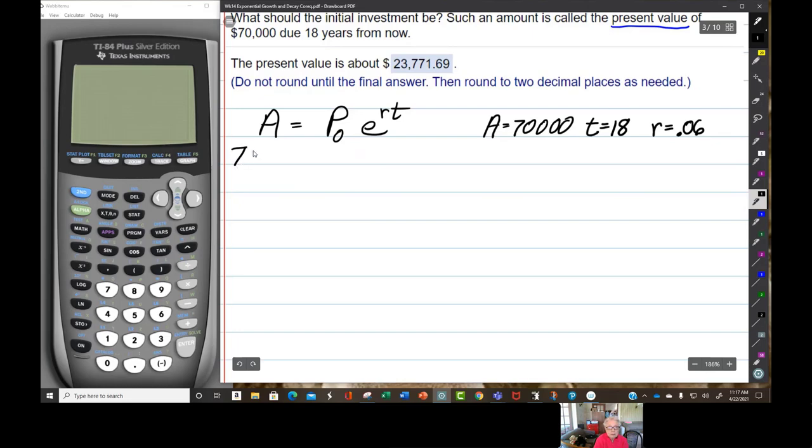So 70,000. Oh, this is the present value. They are calling P naught the present value. I'm so glad now it's not confusing. Okay, we don't know what our P naught is going to be. We have no idea. This is just a marker letting you know that P is the original amount, the present value. Okay, now e to the 0.06, t is 18, so times 18.